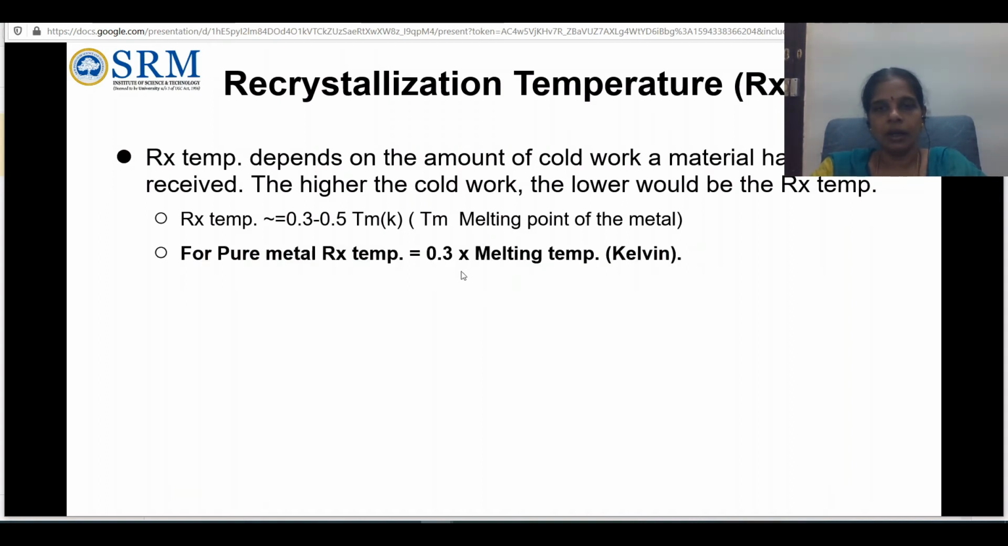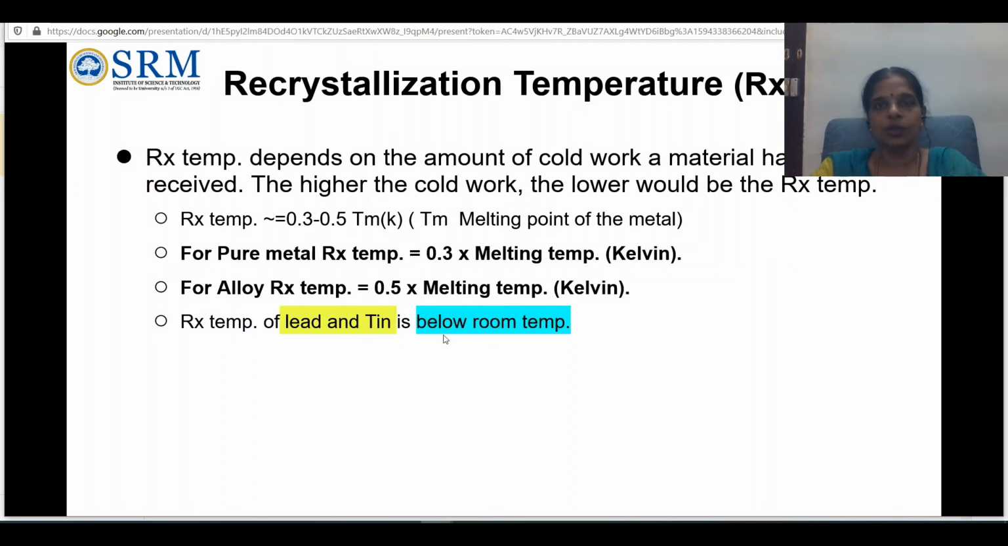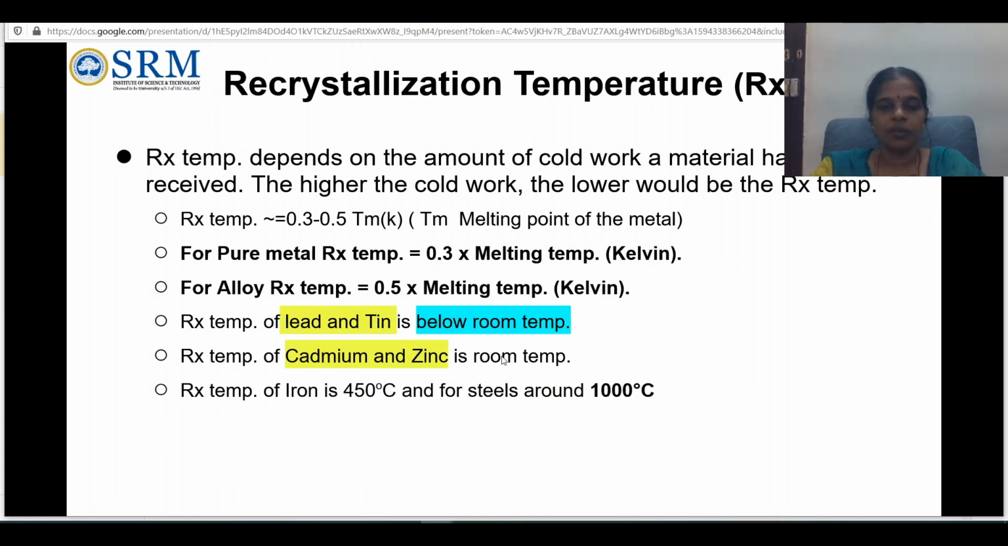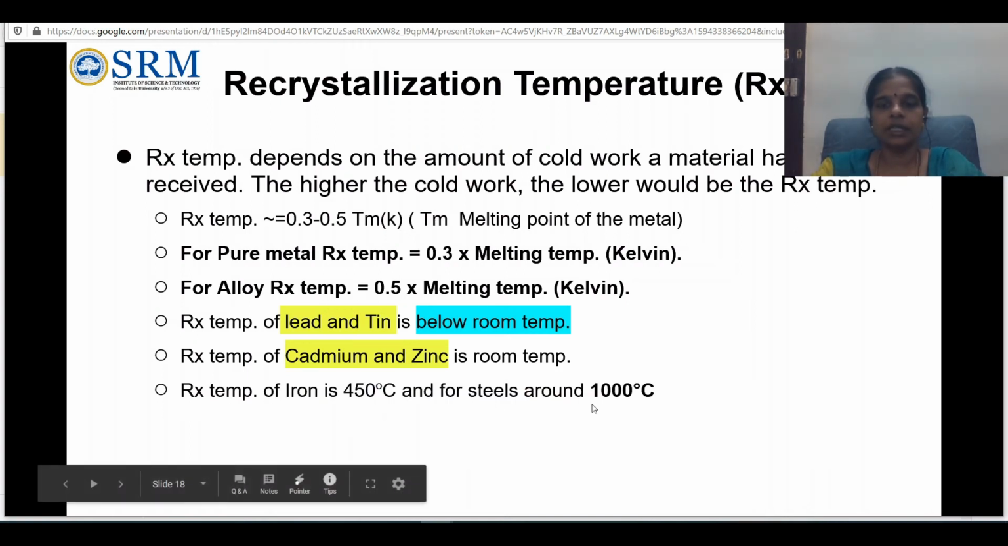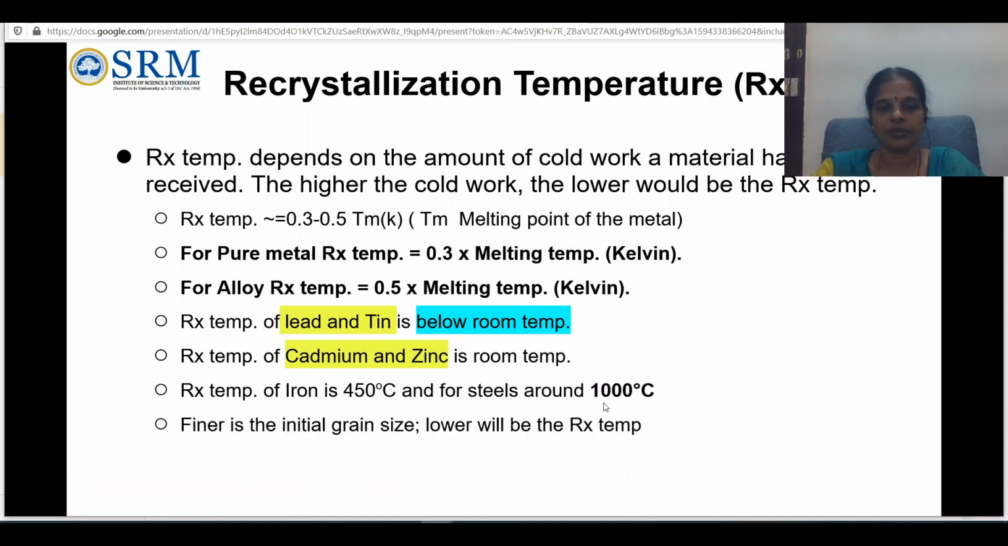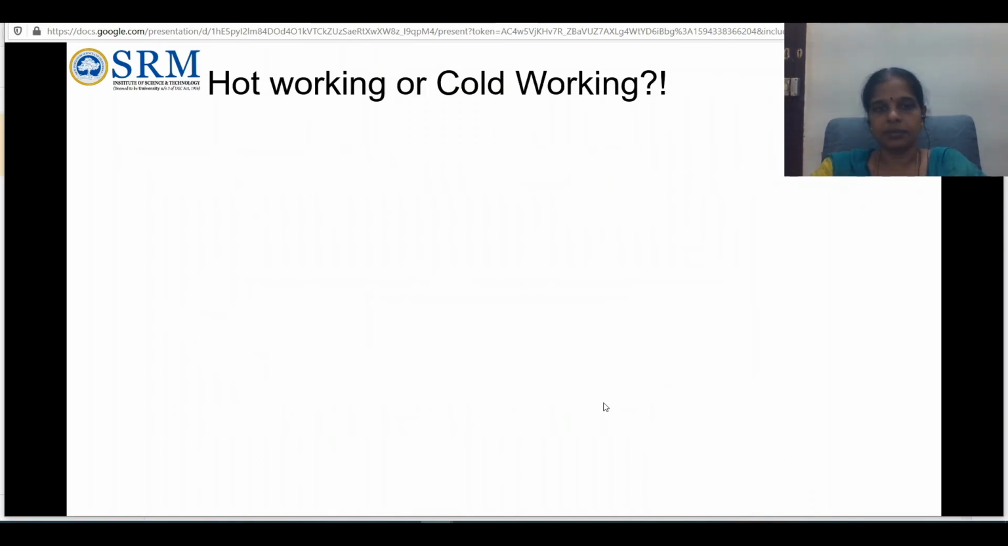For a pure metal other than an alloy, generally it is 0.3 or 1/3 of the melting point. For an alloy, it is 0.5 times the melting temperature in Kelvin. For example, for lead and tin, the recrystallization temperature is below the room temperature. For a material like cadmium or zinc, it is approximately the room temperature. For iron, it is around 450 degrees C. For steel, it is around 1000 degrees C. Finally, the smaller the initial grain size, the lower the recrystallization temperature.